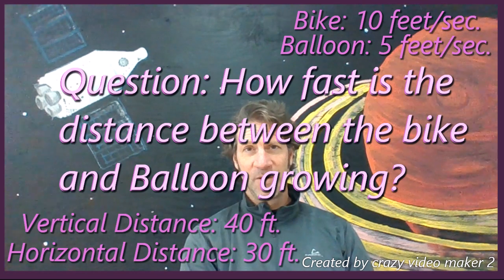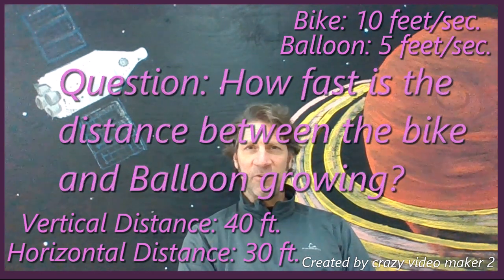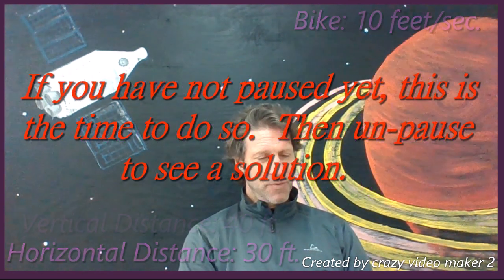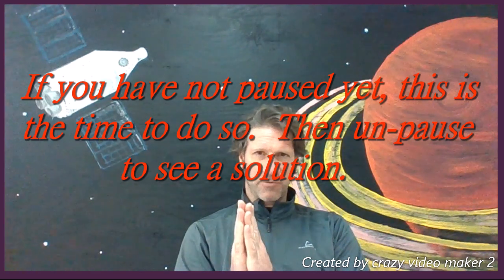Okay? So, to solve this problem, what we want to do is realize that because the bike was directly below the balloon, the balloon's going straight up, and the bike's going straight sideways, that we have a right triangle that's getting built here. And the hypotenuse of this right triangle is the thing we're actually talking about.